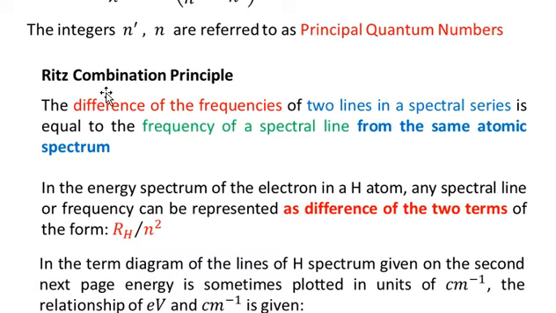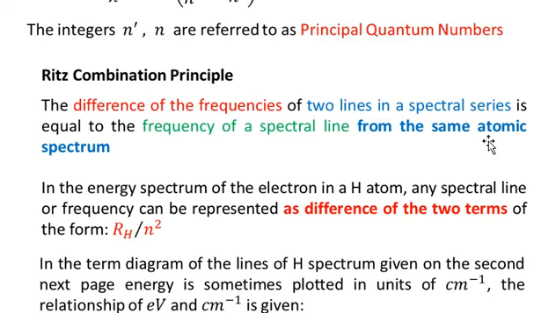The Ritz combination principle says that the difference of the frequencies of two lines in a spectral series, that is, the difference of frequencies in the same spectral series, for example the difference of two frequencies from the Lyman series, is what counts. We cannot take the difference between a Lyman line and a Balmer line. So the two lines should belong to the same spectral series. The difference in the frequencies of two lines in the same spectral series is equal to the frequency of a spectral line from the same atomic spectrum.